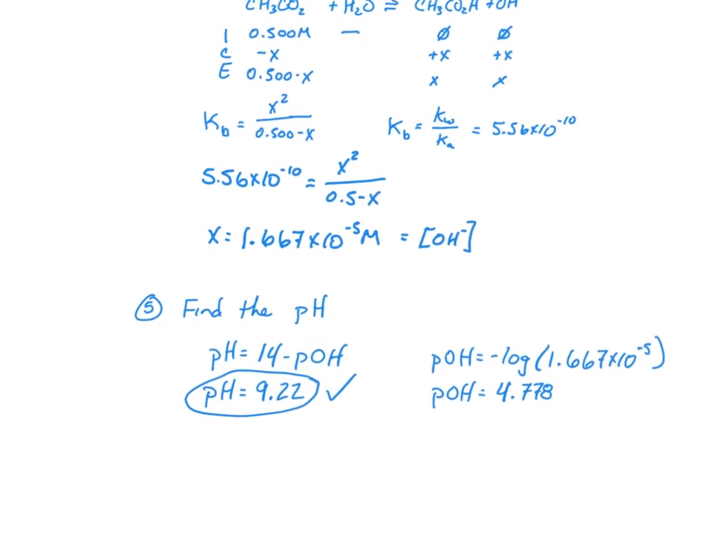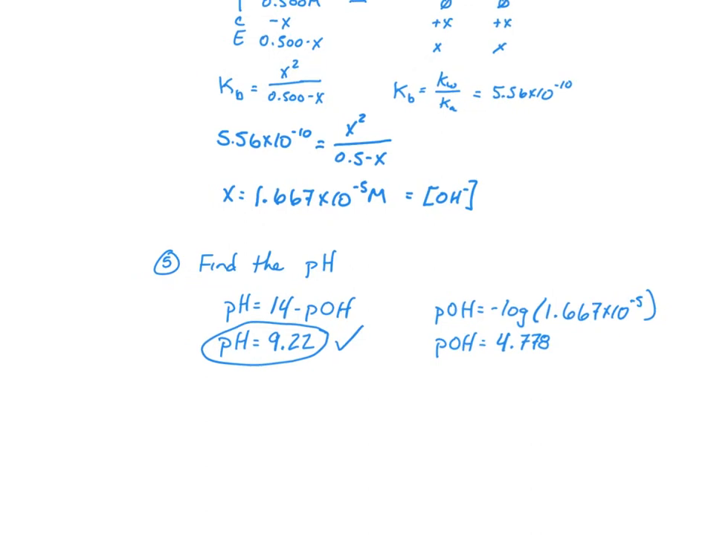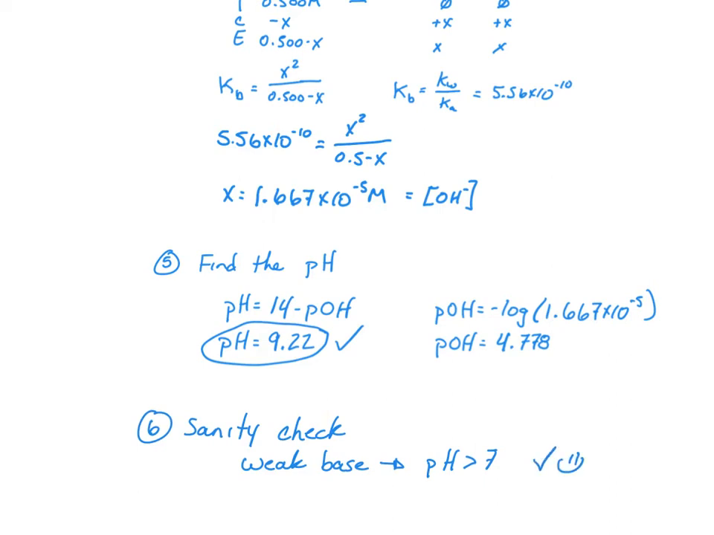Now, I like to try to sanity check my work. I have a weak base in solution. This tells me that my pH should be greater than 7. My pH is 9.22, and so I give myself a happy face.